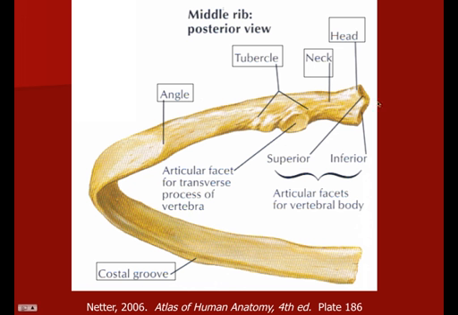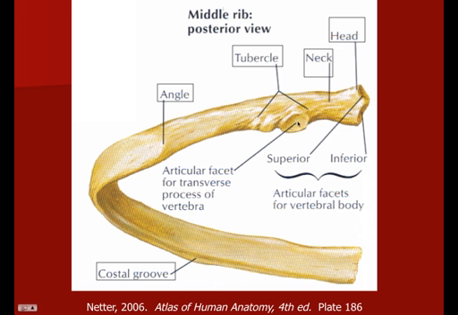Okay, so here you go. Here's your head. Here's your superior articulating facet and your inferior articulating facet for articulating with the thoracic vertebrae. And then you have the neck, which is really just a space. And here's your tubercle. This articulates with the transverse process of the vertebrae. And this joint is something that you can work on.